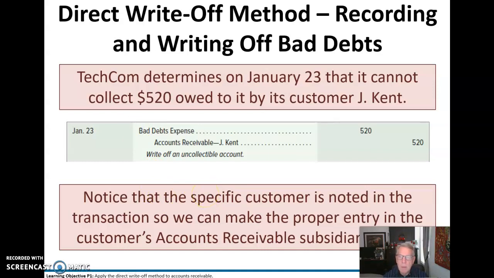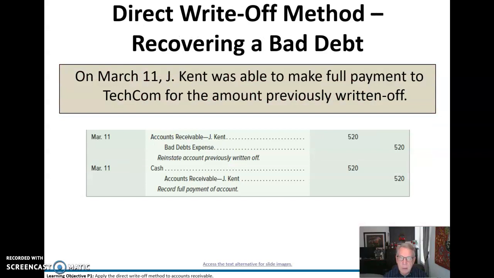Okay. Now, this again is the direct write-off method, and that's not consistent with generally accepted accounting principles. Now, if, for example, J. Kent gets a stroke of responsibility here and pays us back, we have to reverse that entry that we just did by debiting accounts receivable and crediting bad debts expense to reinstate that receivable. Now when we collect it, we'll debit cash and credit accounts receivable to record the full payment of that account.